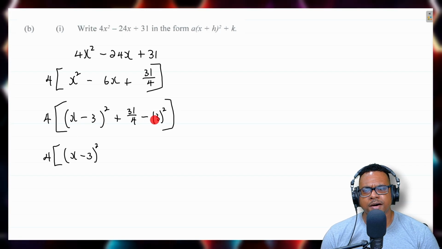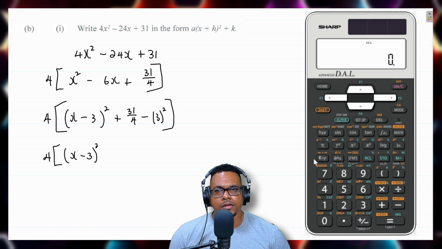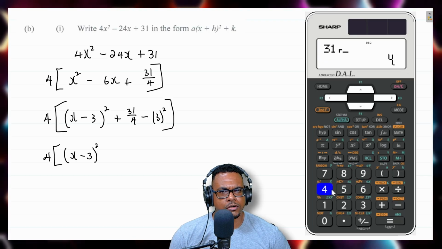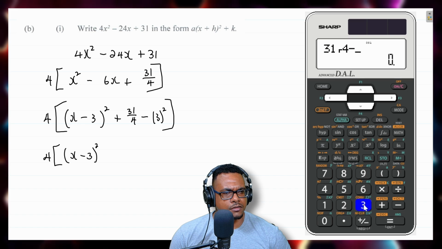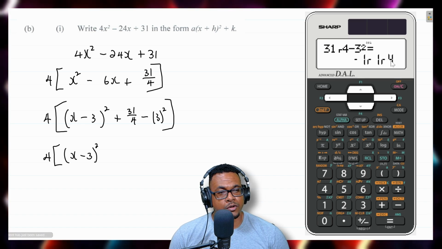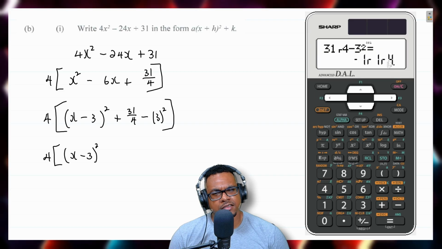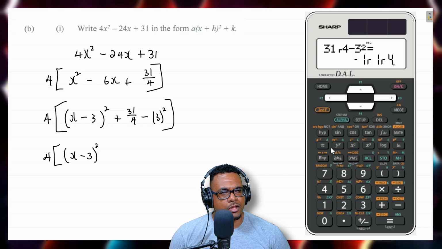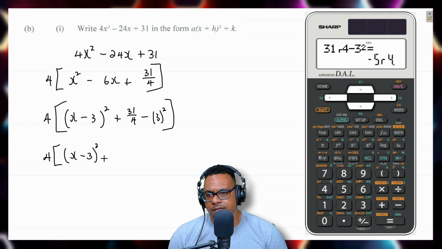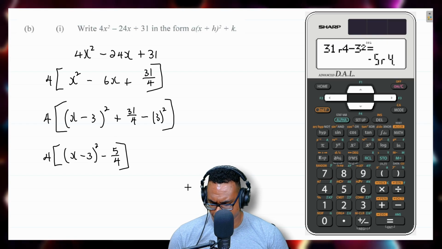All right, and I'll do this part on the calculator. So I'm going to have 31, use the fraction button, over 4, take away 3 squared. And I'm going to get negative 1 1/4. I prefer to write this as an improper fraction. So I'll press second function, fraction button, so I get negative 5 over 4. So I'm going to write here negative 5 over 4 and close the brackets.